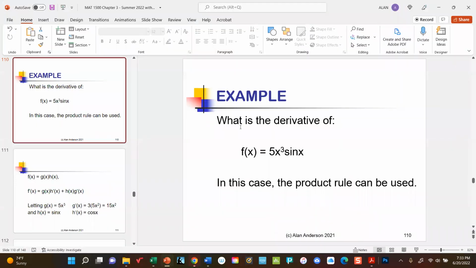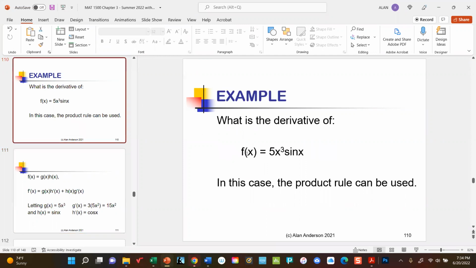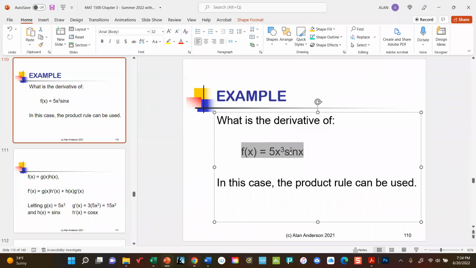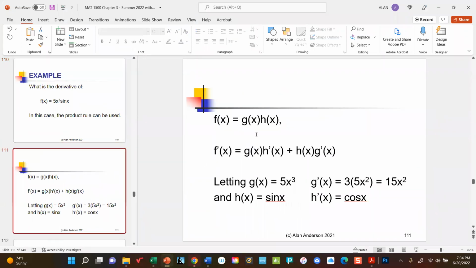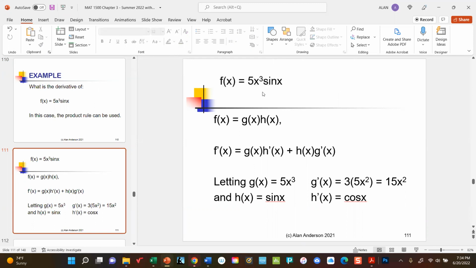So we're going to use the product rule. Okay, so I repeated the product rule right here. When you have f of x equals g of x times h of x, we just did this a little while ago. This is what it looks like. So since our function looks like this, let me just quickly sneak that in here. So we think of the g of x as the 5x cubed and h of x as sine of x.